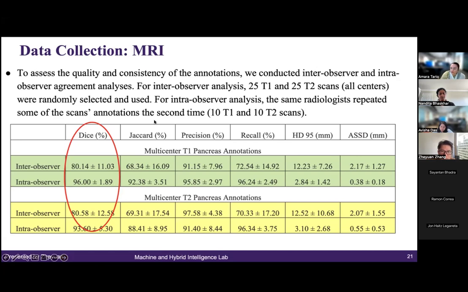Okay, we have a question from the audience. How many experts provided these masks? How many expert masks does each scan have? That's exactly the question.